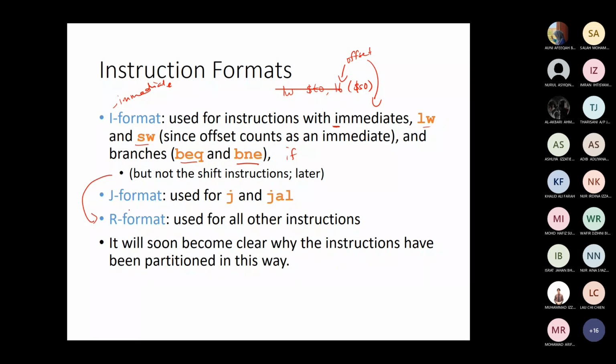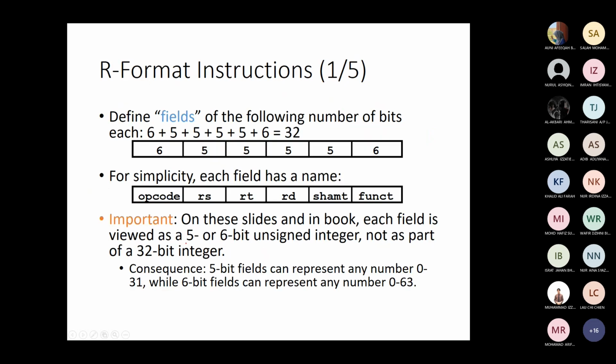Okay, and then J format. J format is used for the instructions J and also JAL. So only two instructions are under the J format. And then R format is used for all other instructions. So whatever is not I format and J format, that is R format. So it will soon become clear why the instructions have been partitioned in this way.